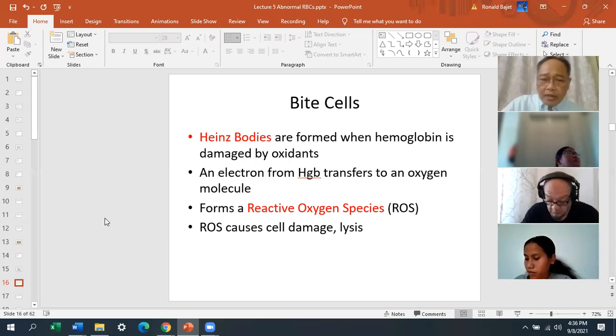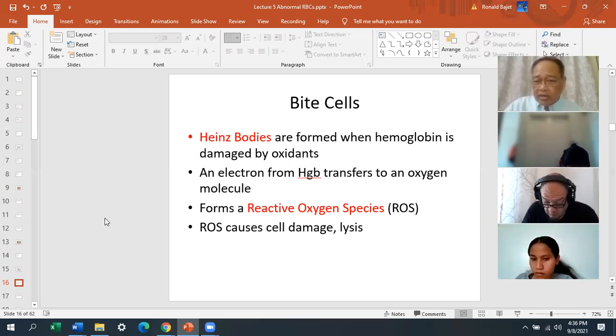Okay. So you have this damaged hemoglobin that's been damaged by oxidants. An electron from this damaged hemoglobin will transfer to an oxygen molecule that it is supposed to be carrying, right? Well, what happens to that oxygen molecule, it becomes what's called a reactive oxygen species. Okay, that's in the hemoglobin. And it's the reactive oxygen species, the ROS, that causes cell damage and lysis. So the ROS is toxic, it's harmful to the individual.